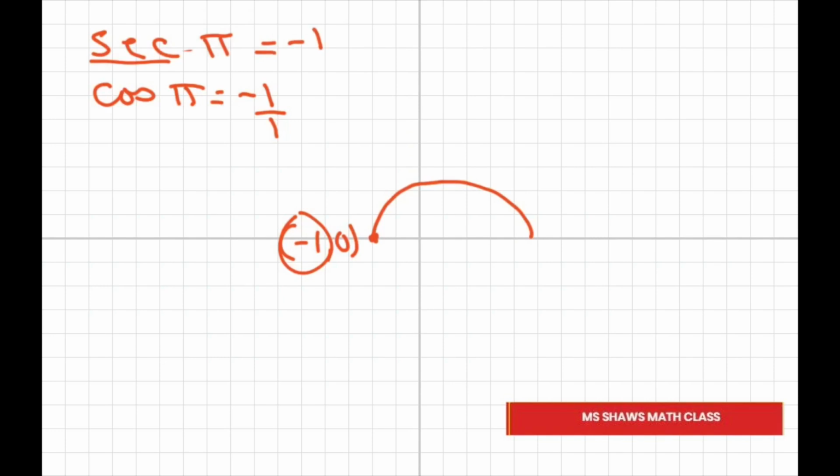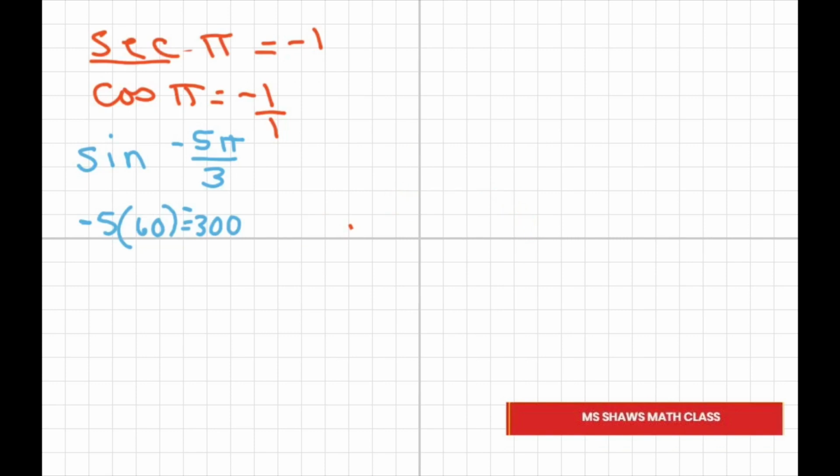And then let's do some negative ones. So let's say we have sine of negative 5 pi over 3. We know that the 3 is a 60, so if I don't do the negative right now, I have 5 times 60, that equals 300. And then it's negative, so that means you go clockwise 300.